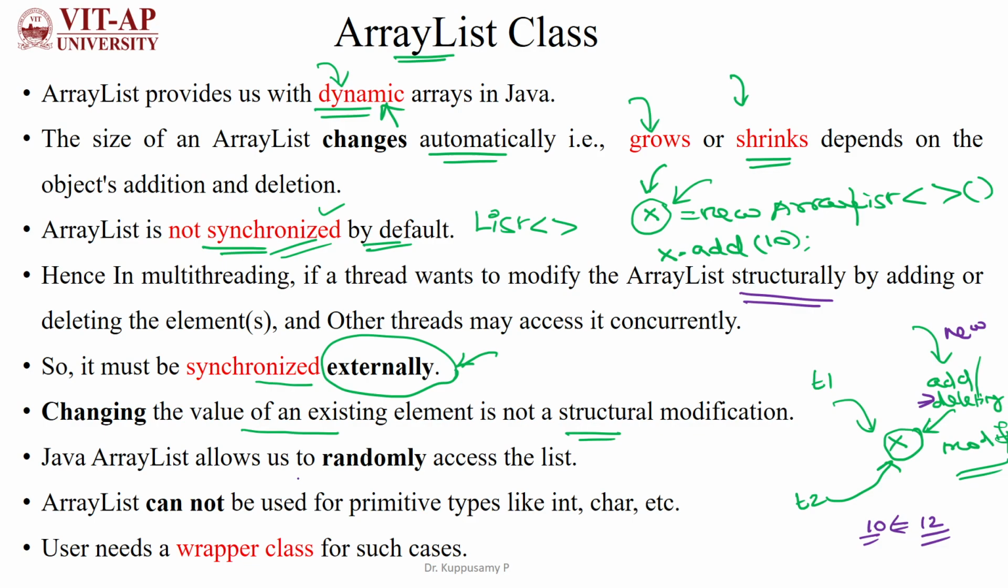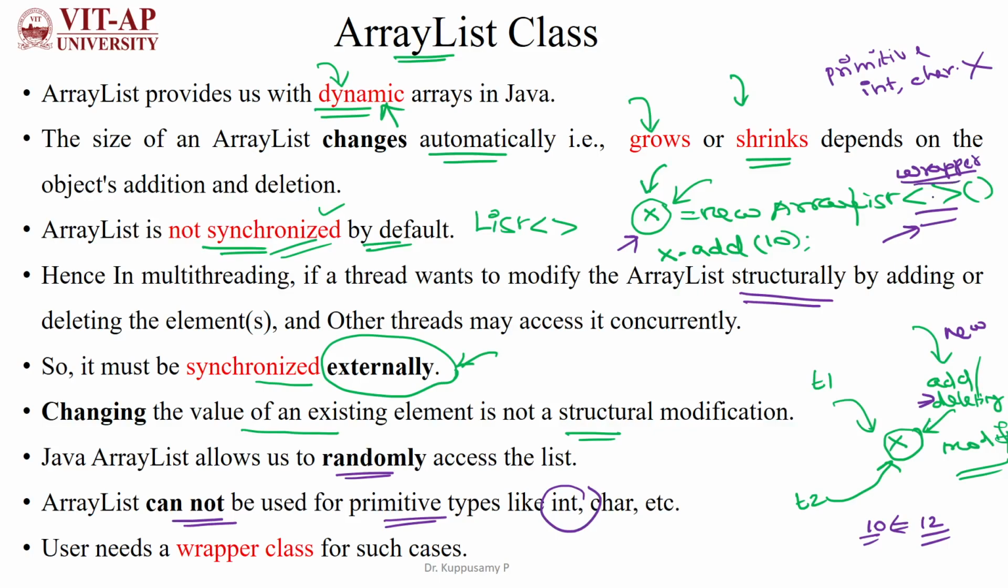Here the array list is allowing the user to access the list randomly, and array list cannot be used with primitive data types. That means, as I told you, when you are defining the data type for the array list, when you are creating the object variable or reference variable, here you should use wrapper class data type. We cannot use primitive data types like small int, integer and character. So these cannot be used in the array list class. So we have to use wrapper classes to define the data type, right?